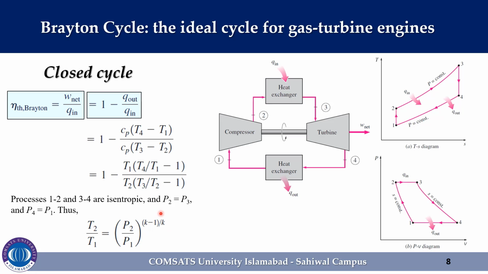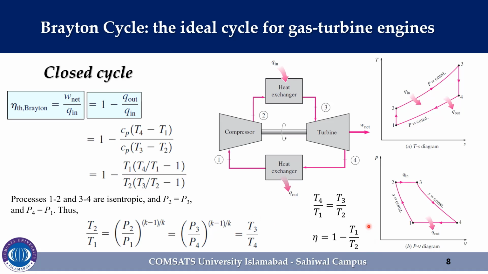As we discussed, P2 is equal to P3 and P4 is equal to P1, so the equation becomes (P3 over P4) to the power (K minus 1) over K, which is equal to T3 over T4. So we can write T2 over T1 is equal to T3 over T4. That can also be written as T4 over T1 is equal to T3 over T2. And the above equation, after replacing T4 over T1 with T3 over T2, can be expressed as 1 minus T1 over T2.